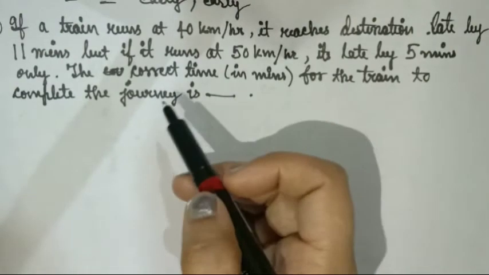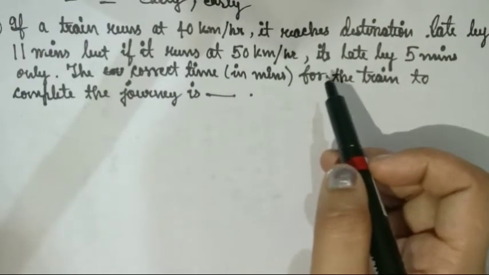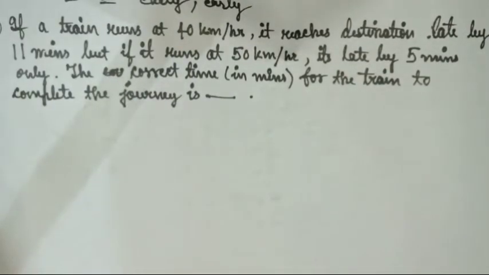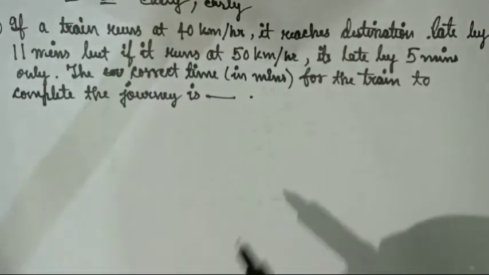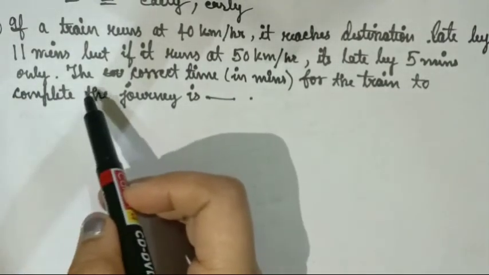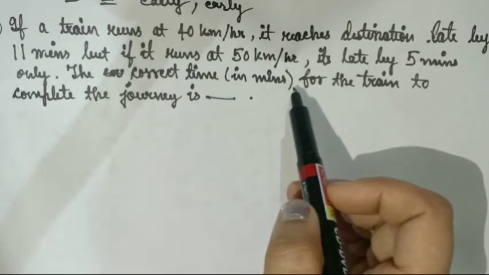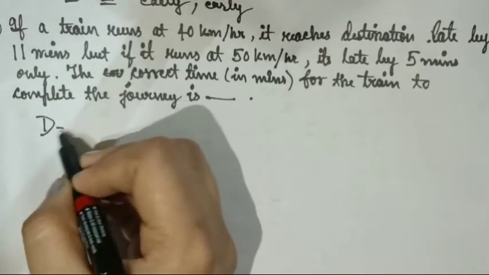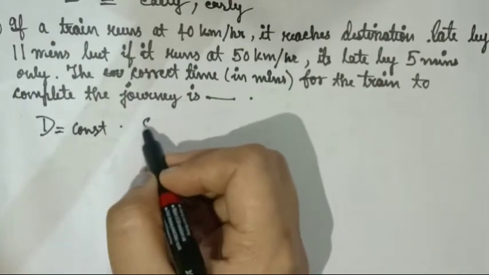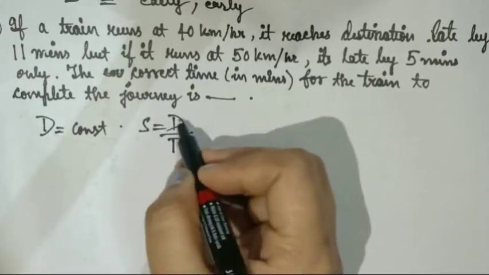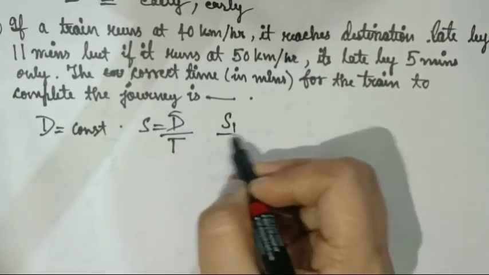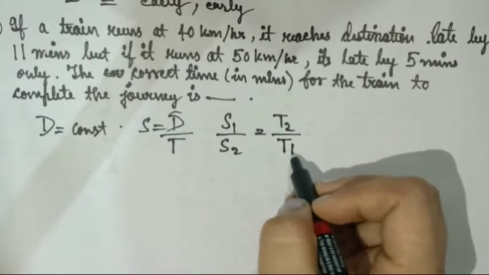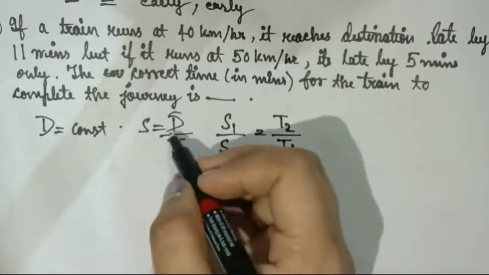If a train runs at 40 km per hour, then it reaches its destination late by 11 minutes. But if it runs at 50 km per hour, then it's late by 5 minutes only. Now the correct time in minutes for the train to complete the journey is? Here also d is constant, and we know that s equals d by t. When d is constant, s1 by s2 is equal to t2 by t1, because we can see that this is inverse proportionality.